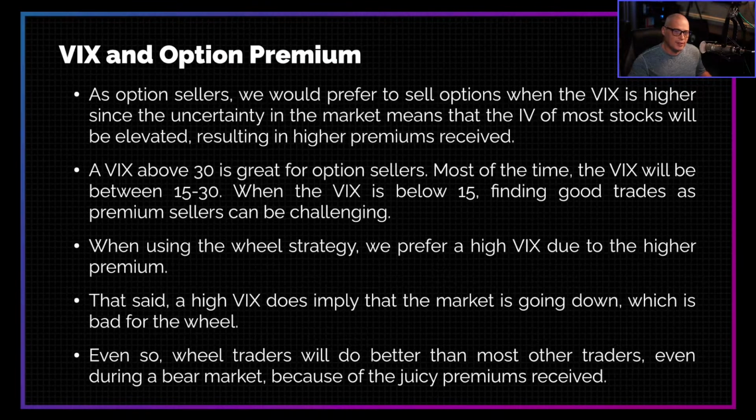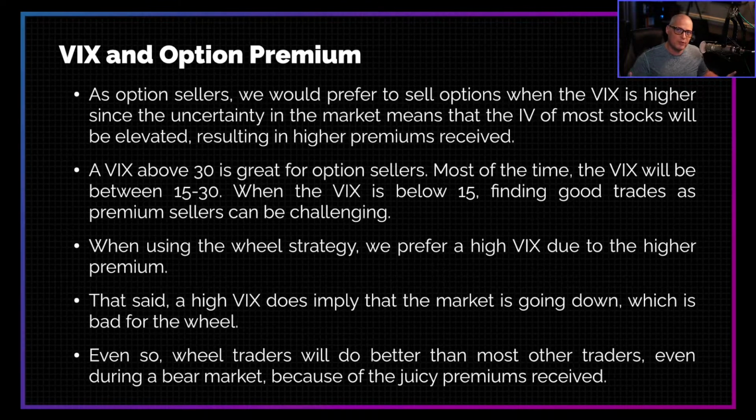Now, a low VIX is not all bad, especially if you're using the wheel option strategy, because a low VIX does imply that the market is being kind of boring, and probably we're in a bull market. Typically, if the VIX is really low, that's a sign that we're in a bull market and things are just slowly and steadily going up, which is great for the wheel strategy because it's a bullish strategy. And if the market overall is going up, if you're using a bullish strategy, you should be making money using the wheel strategy, even if VIX is low.